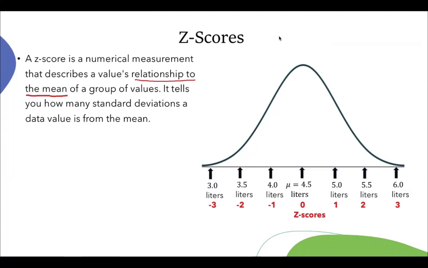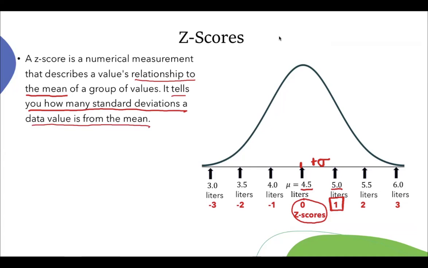If we take a look at these red numbers beneath the liter measurements, we see that in the very center, the value 4.5, which is the mean, has a z-score of 0. 5.0 is 1 standard deviation above the mean. And so we say that the z-score for 5.0 is 1, because 5.0 is 1 standard deviation above the mean. This tells us how many standard deviations a data value is from the mean.